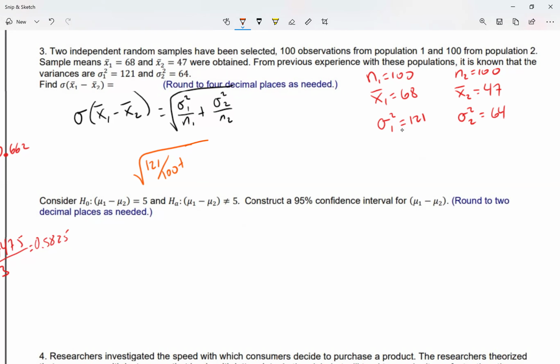Plus, it's still inside the square root, plus 64 divided by 100. You might be like, Mr. Leonzo, why are we not using the sample means? We'll use them, we'll use them. Hold on just a second. Now I type this in. My instruction said round it to 4 decimal places as needed. My answer, let me round it to 4 decimal places, I want to call this 1.3601.